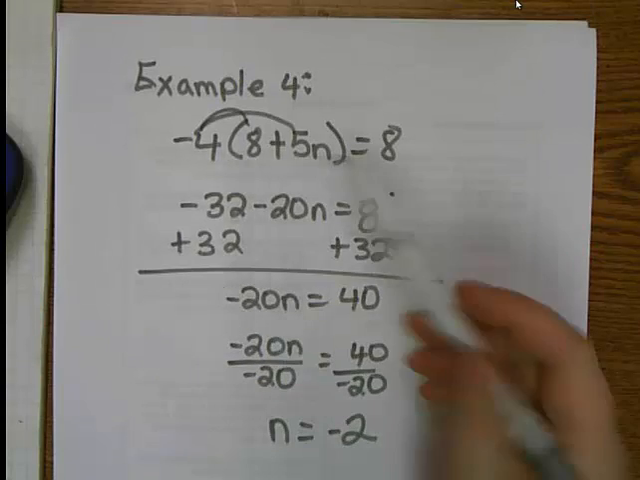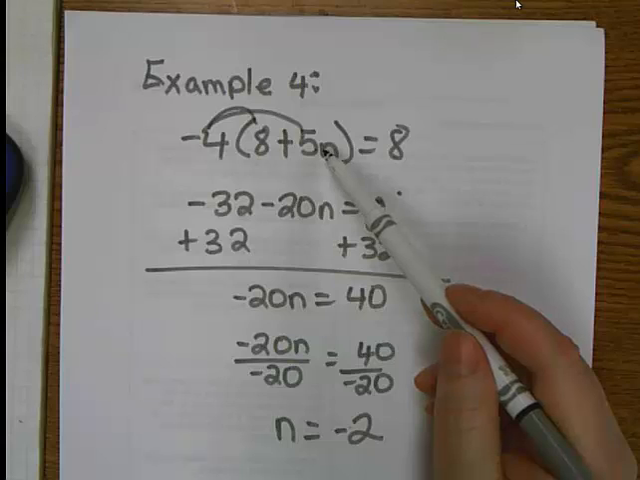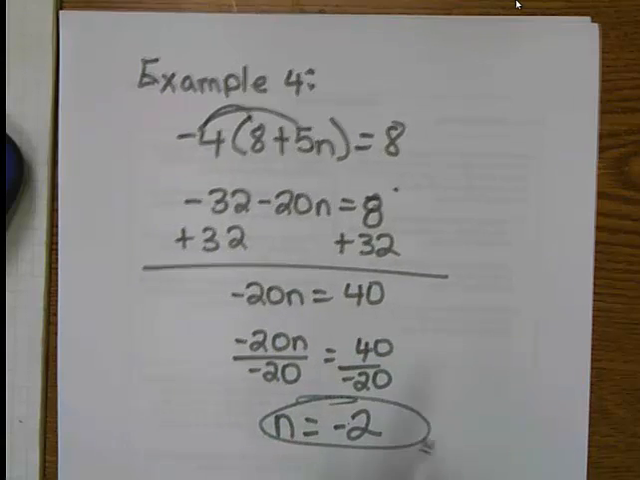Plug it in. What's 5 times negative 2? Negative 10. 8 plus negative 10 is negative 2. Negative 4 times negative 2 is a positive 8. Okay?